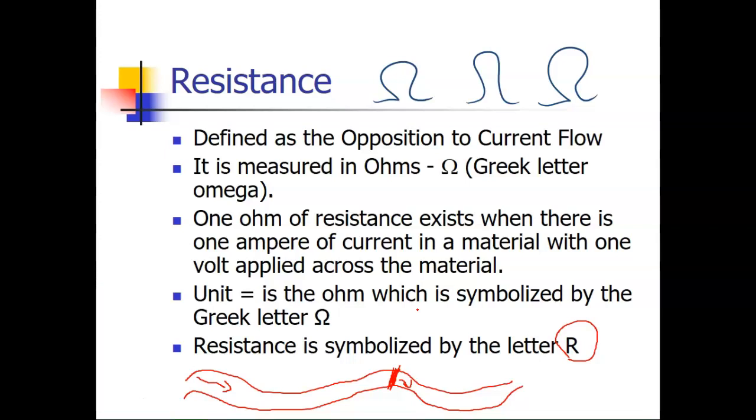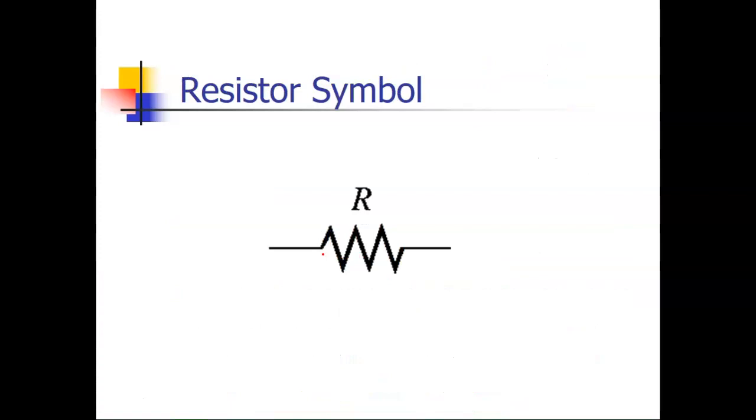Let's move on. So this is a symbol for a resistor. Resistors are one of the most common things you'll see in electricity and electronics. Can anybody think of why? Because it goes back to what I just said. They help control the flow of current, so it keeps everything in line.